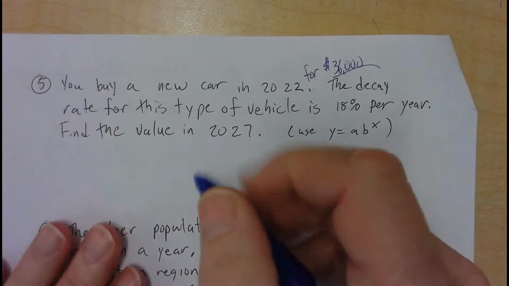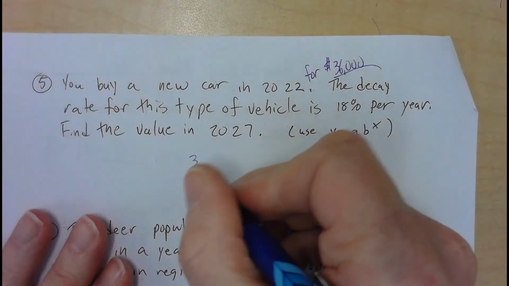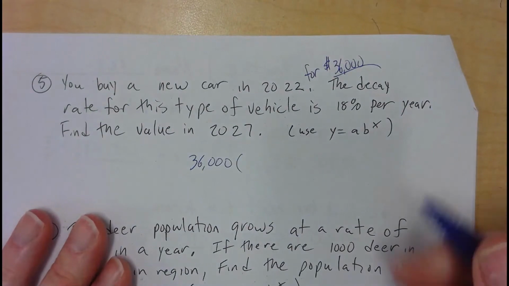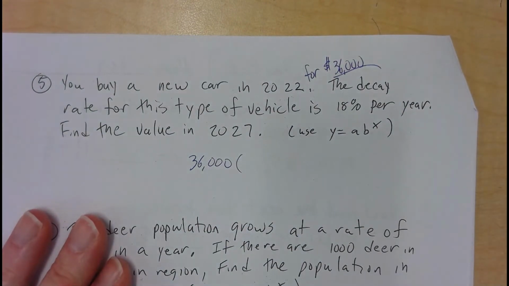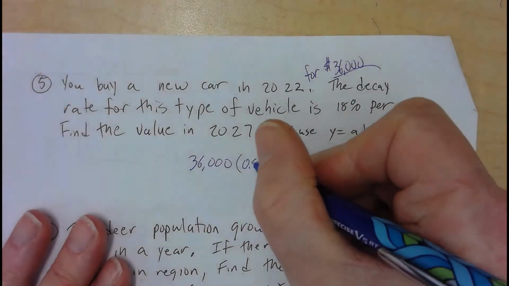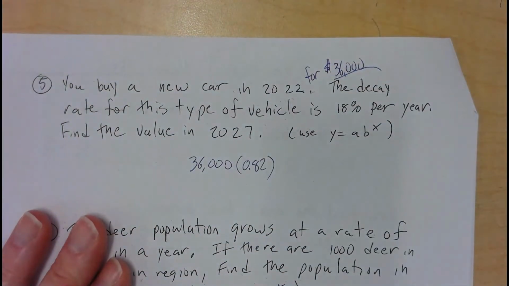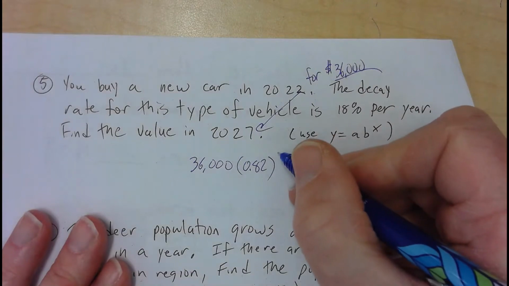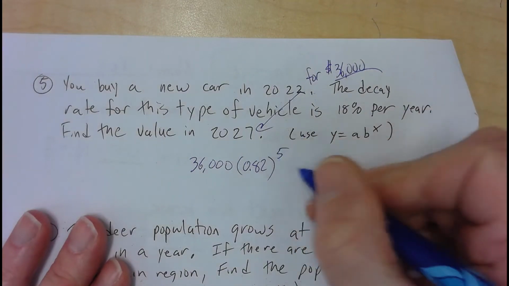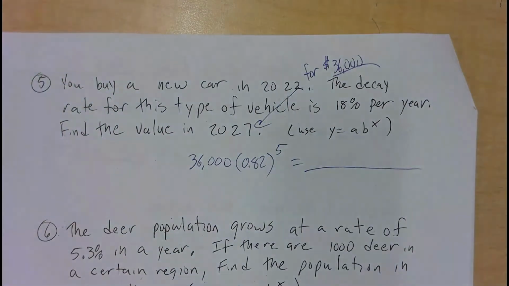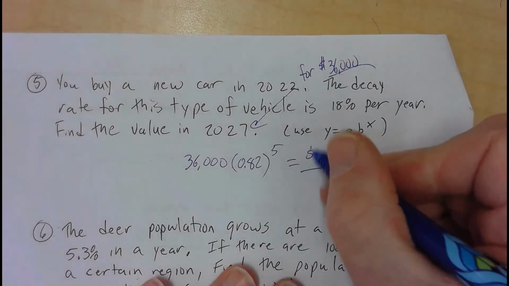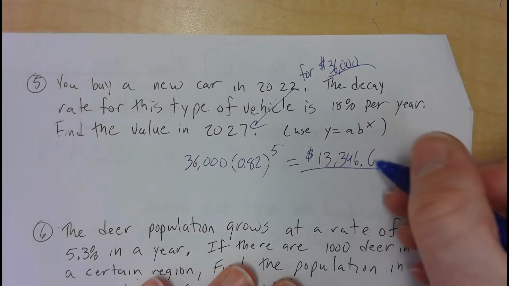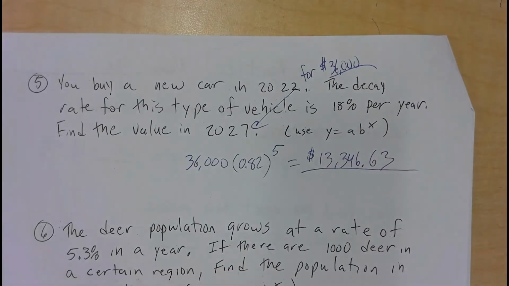All right, so we have our AB to the X, so it's 36,000. And then we're going down 18% a year. That means we're keeping 82% of the value. So that's why we subtract that from 1. And then we're going from 2022 to 2027. That's for 5 years, so to the 5th power. And you type that into the calculator. That's easy to do. So you get 13,346.63, and I rounded to the nearest penny.